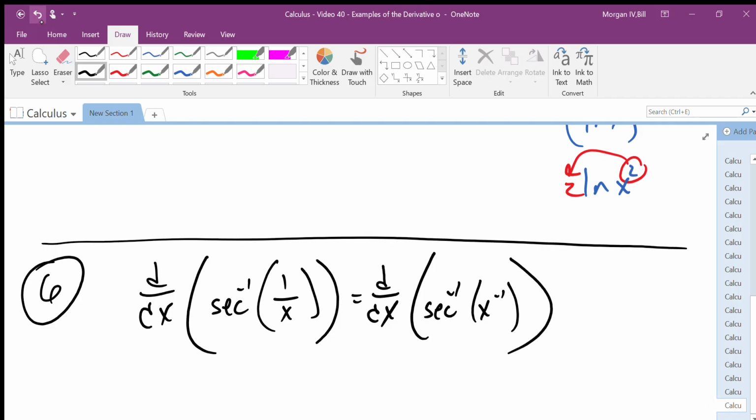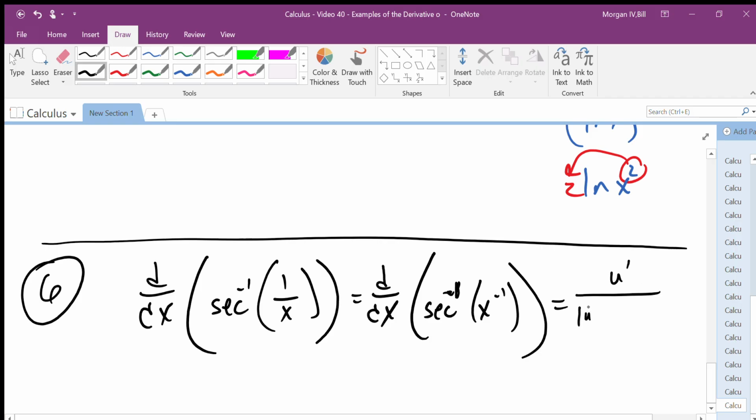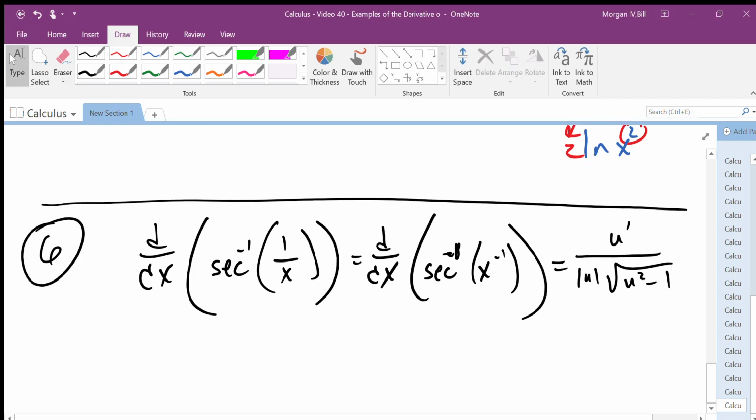Anyway, the derivative of the inverse secant of x to the negative 1. So when we're doing the derivative of inverse secant, that is u prime over the absolute value of u, square root u squared minus 1. Okay, the u, in this case, is the x to the negative 1.